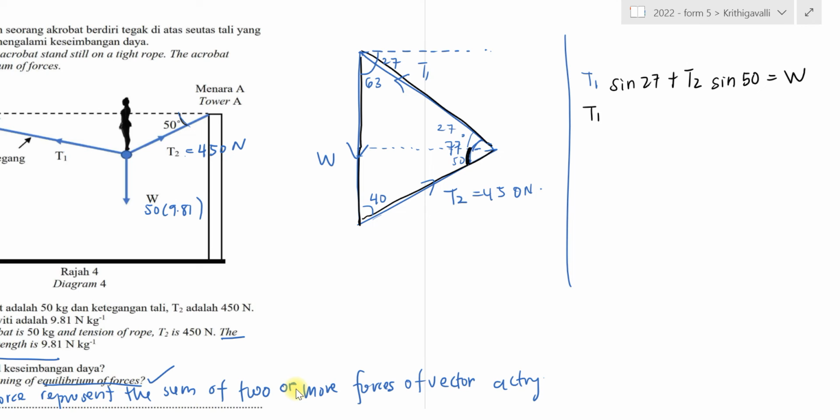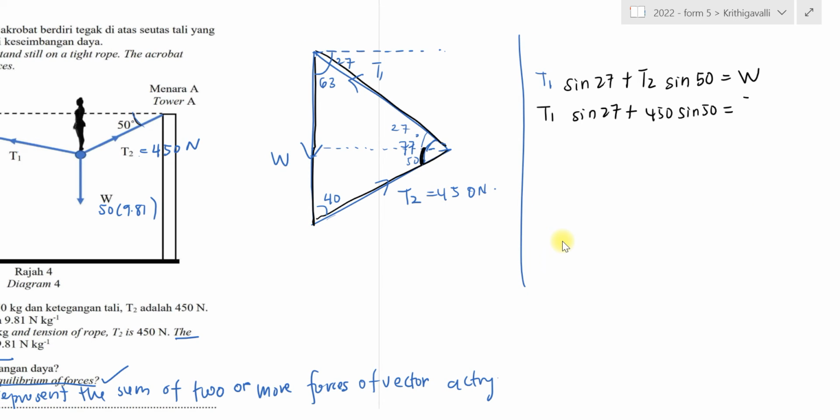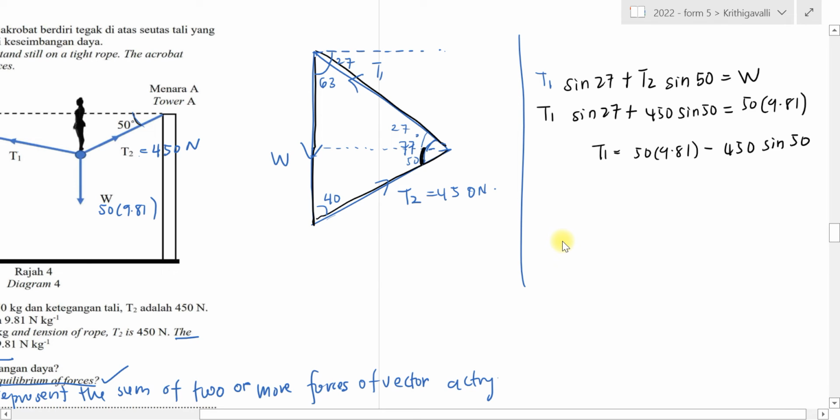T1 is what we want to find. Sine 27, just write it, plus T2 already given 450 sine 50 equal to W, which is equal to mg. Mg is 50 times 9.81. Okay, so T1 is basically 50 times 9.81 minus 450 sine 50. I bring one shot and then divide by sine 27.